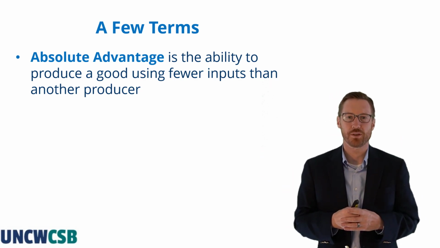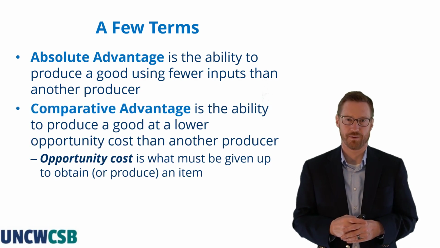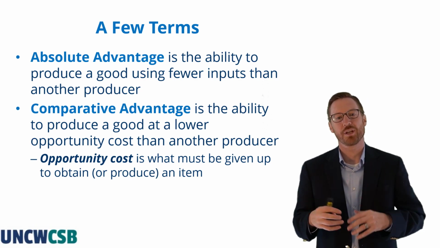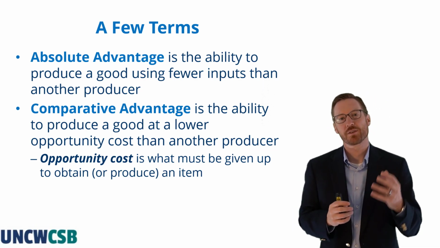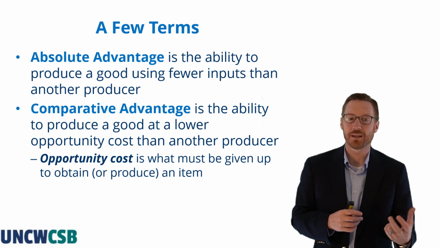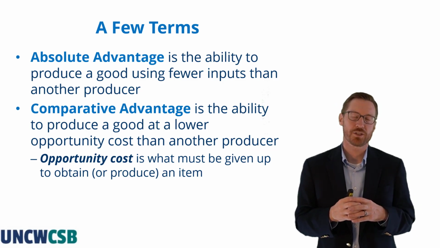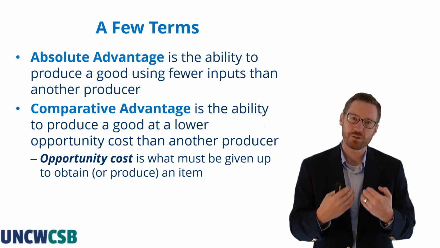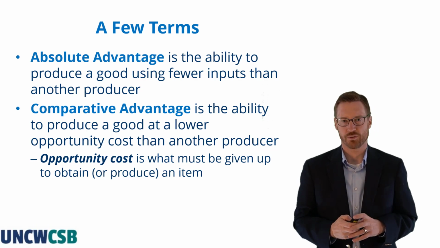We should do what we do relatively well. So this is what's known as comparative advantage. So comparative advantage is the ability to produce a good at a lower opportunity cost than another producer. So remember that opportunity cost is what must be given up to obtain or produce an item. So the idea with comparative advantage is we should do what we do relatively well compared to the other options of how we could spend our time or use our resources.